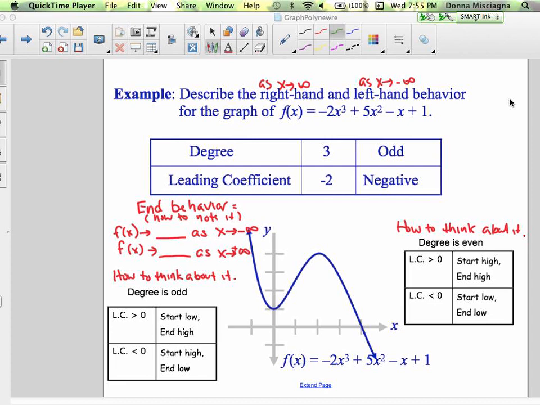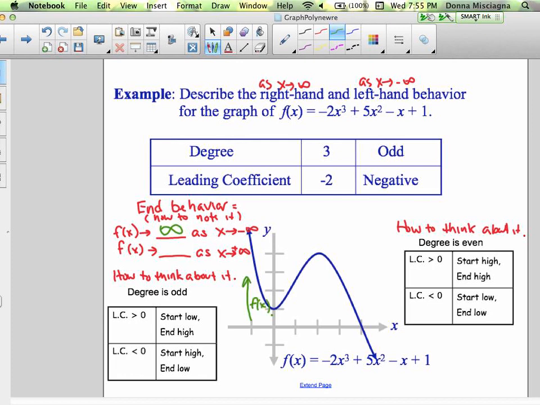So negative infinity is the starting part. It doesn't really start, but when we look at it in the graph and we start to draw it, it's starting high. Where does high head to? High heads to positive infinity. There we go. So f of x approaches infinity as x approaches negative infinity. As f of x is going this way, x goes that way.